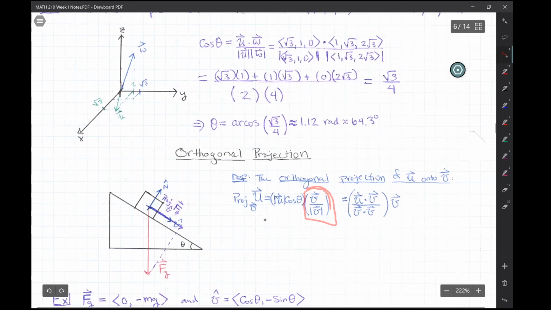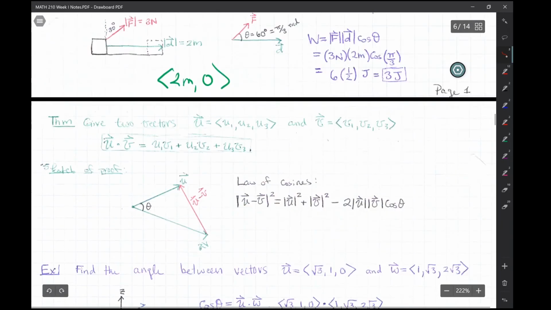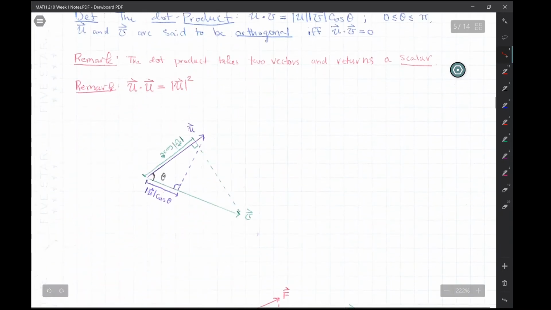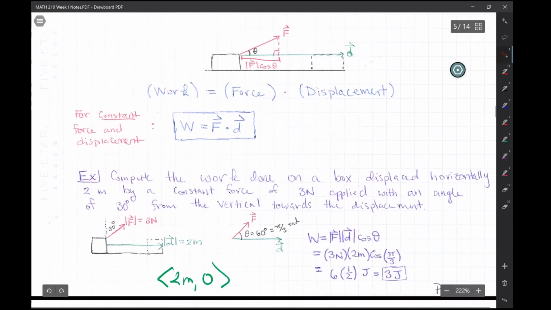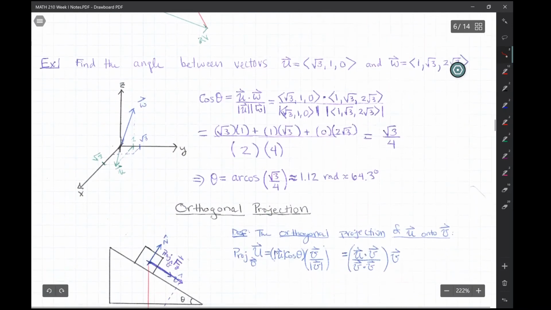And what's the magnitude of that vector? It's u cosine theta. But what's u cosine theta? Okay, u cosine theta is the shadow that u would leave on v. So it's a way to take this shadow and turn it into a vector. Where does that vector point? It would point in the direction of v, okay? So that's what the projection of u onto v is.